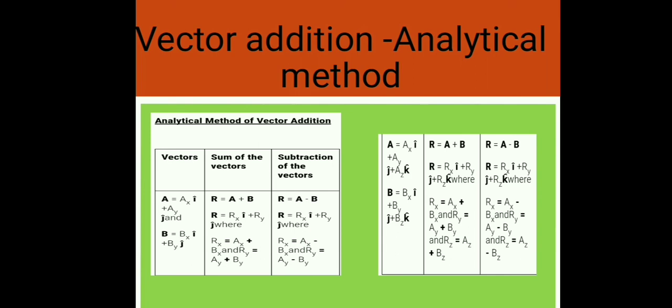Now come to the 3D. If the vectors are A equals Ax i cap plus Ay j cap plus Az k cap, and B equals Bx i cap plus By j cap plus Bz k cap, then the addition of vectors, that is R equals A plus B, will be R equals Rx i cap plus Ry j cap plus Rz k cap, where Rx equals Ax plus Bx, Ry equals Ay plus By, and Rz equals Az plus Bz.